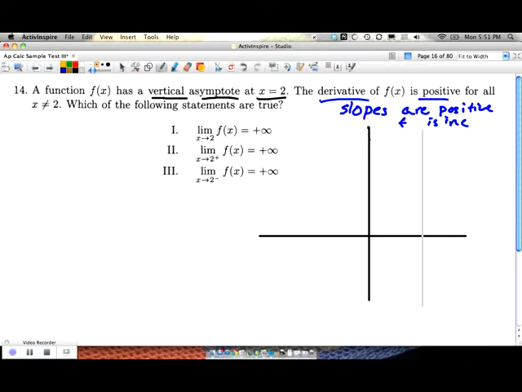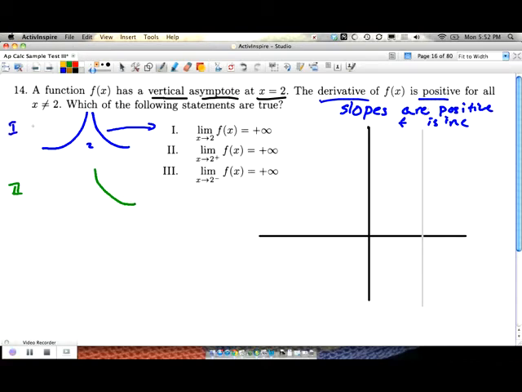The first one says the limit as x approaches 2 of f of x is going to infinity. Now notice that there's no left or right. That means the limit as it's coming from the left, it's going to positive infinity. The limit as it's coming from the right, it's going to positive infinity at x equals 2. So that's the first one. The second one I'll do here in green, number 2, is saying the limit as it comes from the right. So number 1 says both sides it goes to infinity.